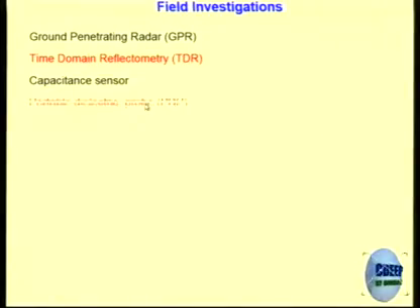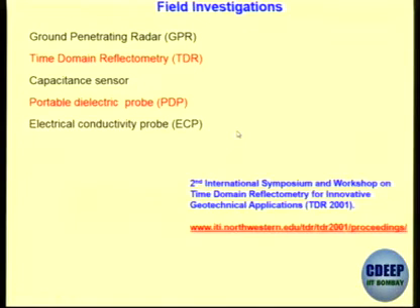GPRs are used for finding out the fractures on the surface of runways or the concrete surface. In geotechnical engineering, somehow GPR has not been used much, because as somebody pointed out, saturation, clay content, moisture content and water table are the four things which make GPR not a good technique to be adopted for geotechnical engineering applications. TDRs are used for different applications. Time domain reflectometry, capacitance sensors, portable dielectric probes, electrical conducting probes are used. There is a beautiful symposium which was done on TDR techniques in 2001.